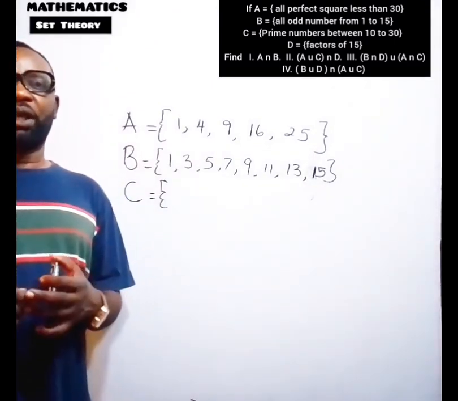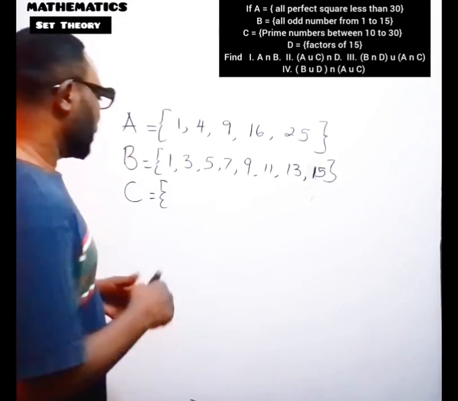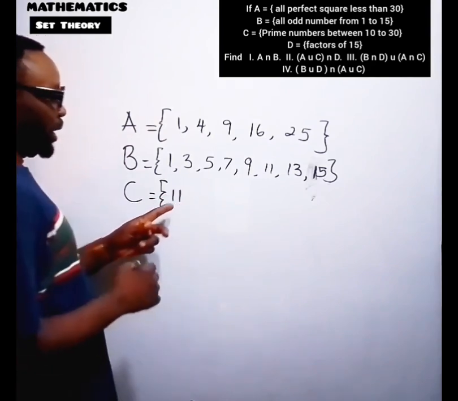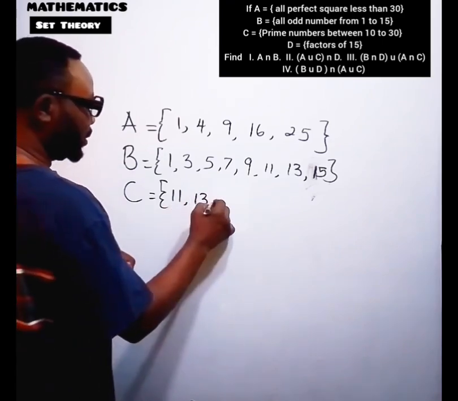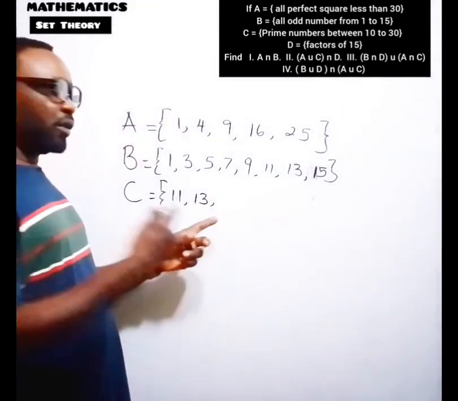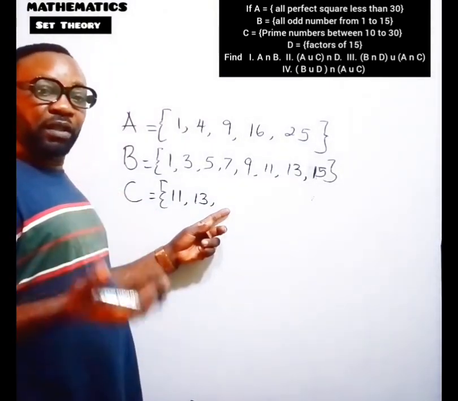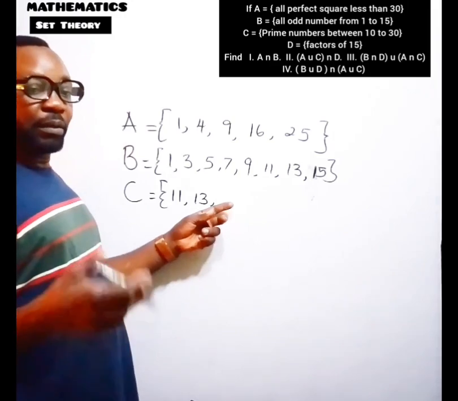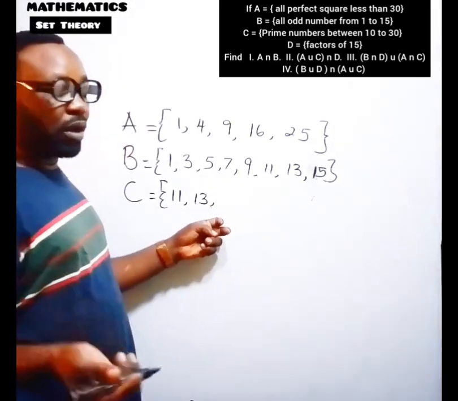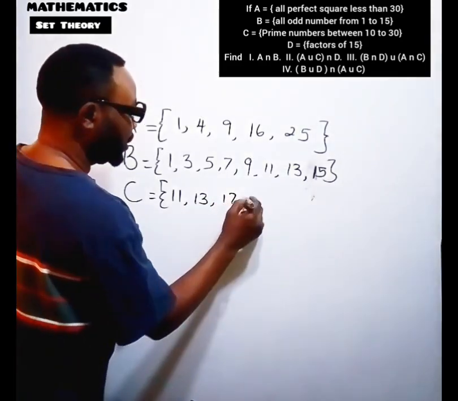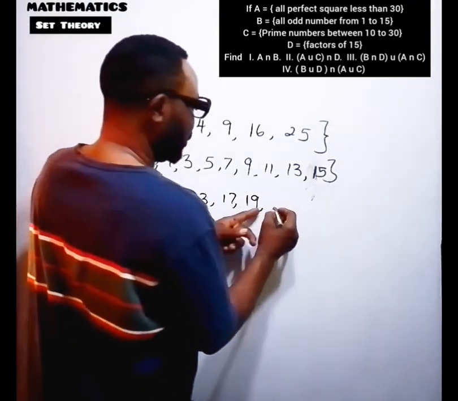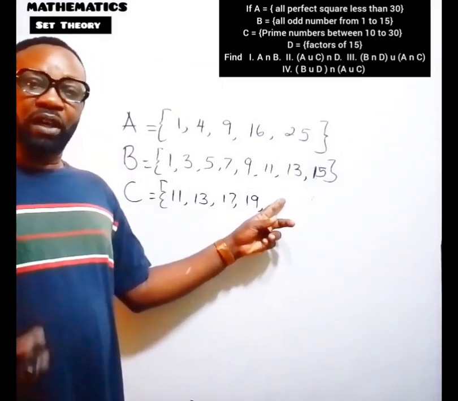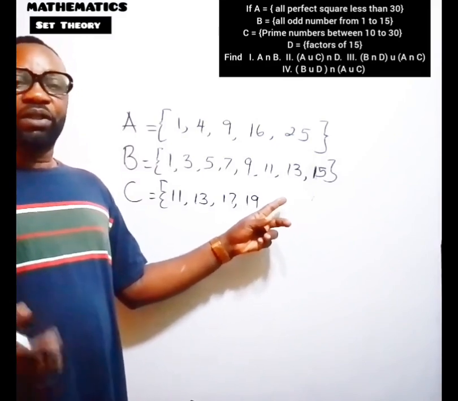Now, the question is prime numbers between 10 and 35. So 10 is not a prime number, so the next will be 11, 13. 14 is not. 15 can be divided by 3 to get 5, and by 5 to get 3. 16 can as well be divided by a value. 17, 19. 20 is not a prime number. 21 divided by 7 will give us 3, so it's not a prime number.